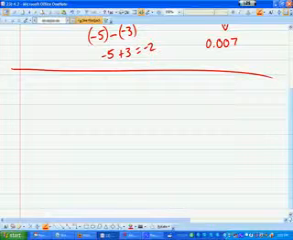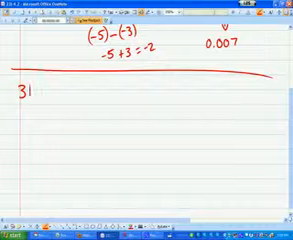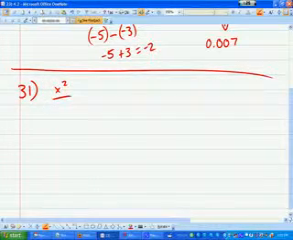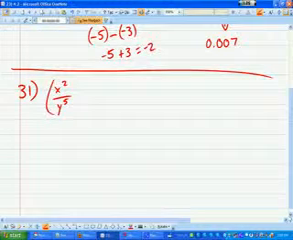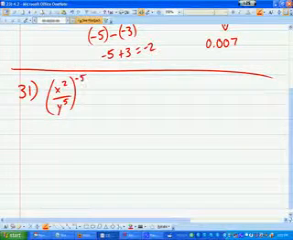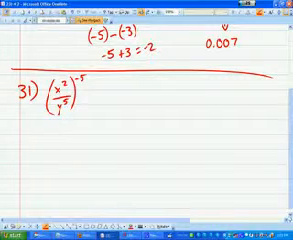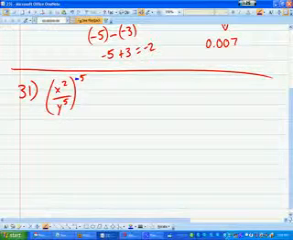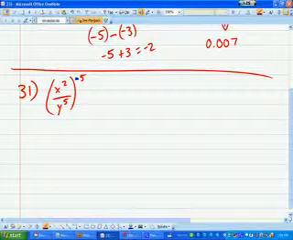I'm looking at number 31. Number 31 is x squared divided by y to the fifth, all of which is raised to the negative 5 power. All right, the book, let's change colors here. The book shows to first use that negative exponent. Okay, now you can do it either way. I'm going to follow the way the book shows you.